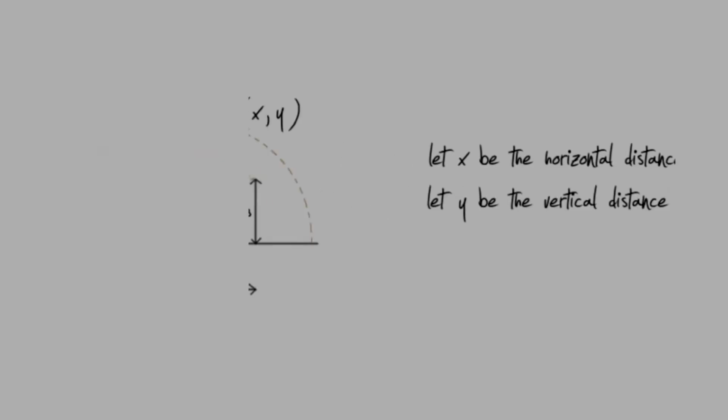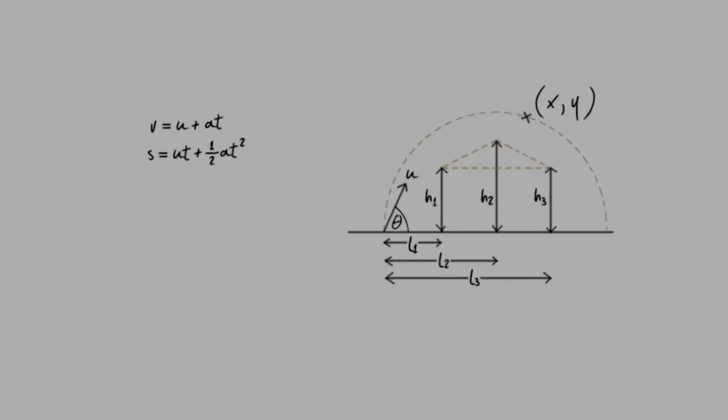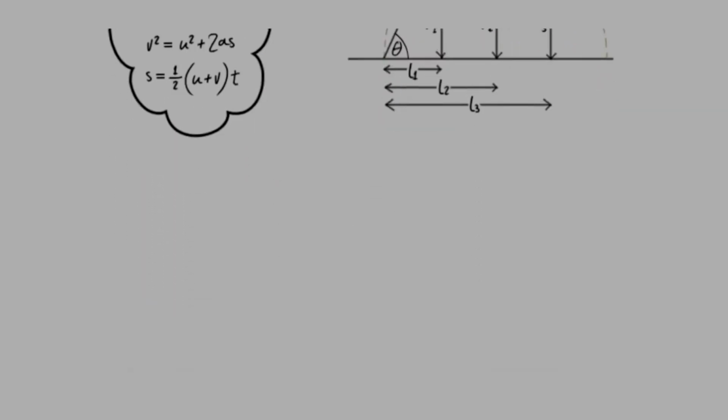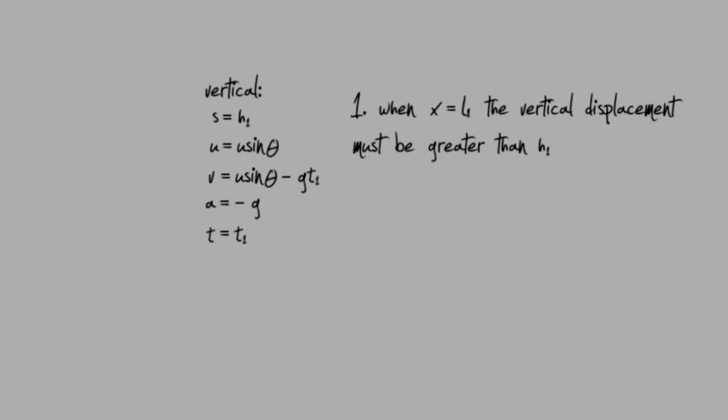X is the horizontal distance of the ball at any time, and Y is the vertical distance of the ball at any time. We associated these variables with the mathematical notation commonly adopted from the study of mechanics, using SUVAT equations and projectile motion. We then derived three simple conditional statements around the vertical displacement based upon the length of the distance travelled. When x is equal to L1, the vertical displacement must be greater than h1.